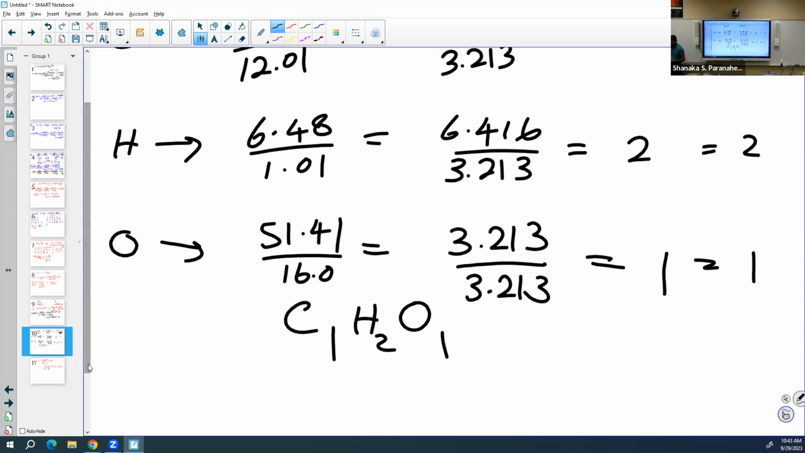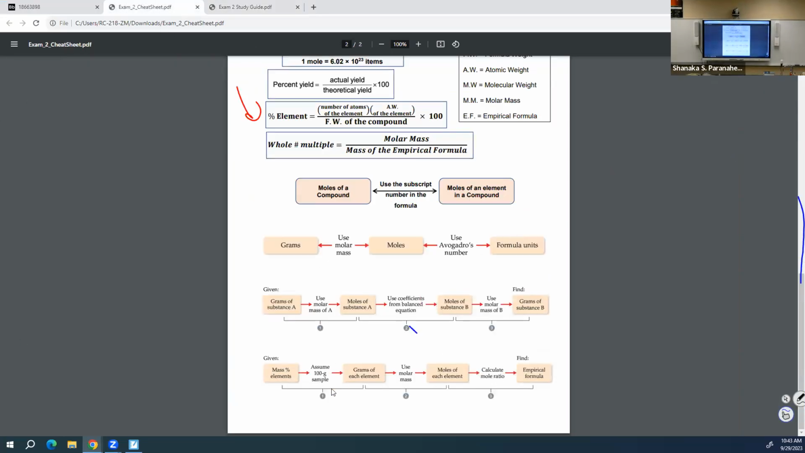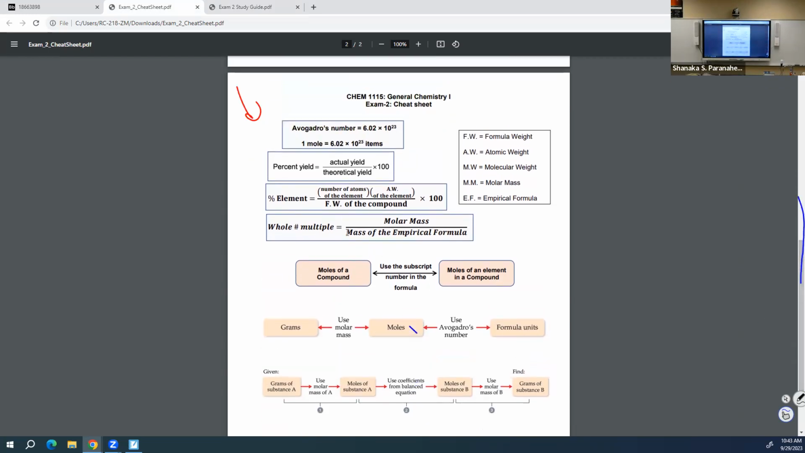The next one, there will be another question from this equation. Again, you can use this flow chart to do that. Mass percent, treat as grams of each element. Then use the molar mass to get moles of each. Divide by the lowest moles of each. And then you are going to get the empirical formula. So that's the flow chart we used for that calculation.